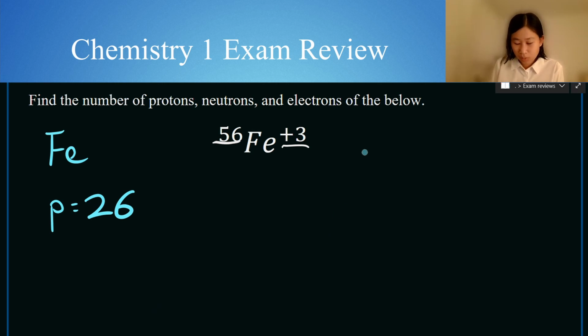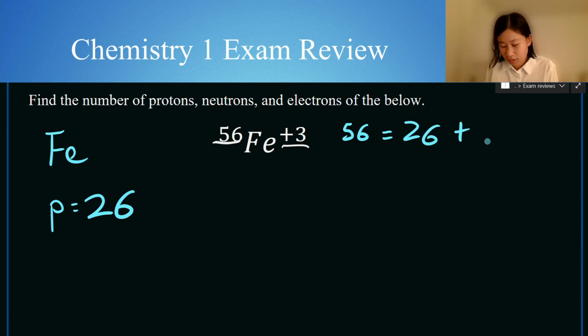All right, and so a mass number of 56 means that 56 equals the number of protons plus neutrons, meaning we know we have 26 protons, and 26 plus something is going to equal 56. Let's just do some subtraction, right? Subtract 26 from both sides, and you're going to get 30 neutrons.